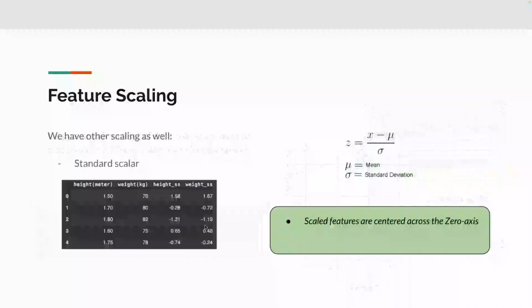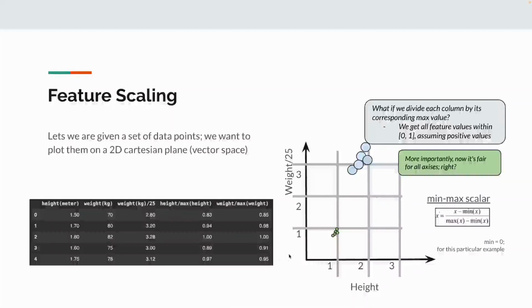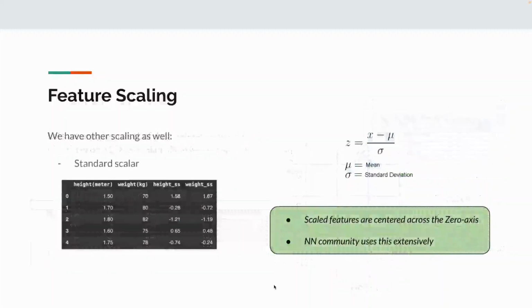Another popular scaler is the standard scaler. Here the whole idea is that your new value will be your original value minus the mean of the corresponding column, divided by the standard deviation of the column values. So what are their properties? Here the scaled values are centered around the 0 axis, so all the values will be coming around here. This is a popular data scaling method practiced by the neural network community.